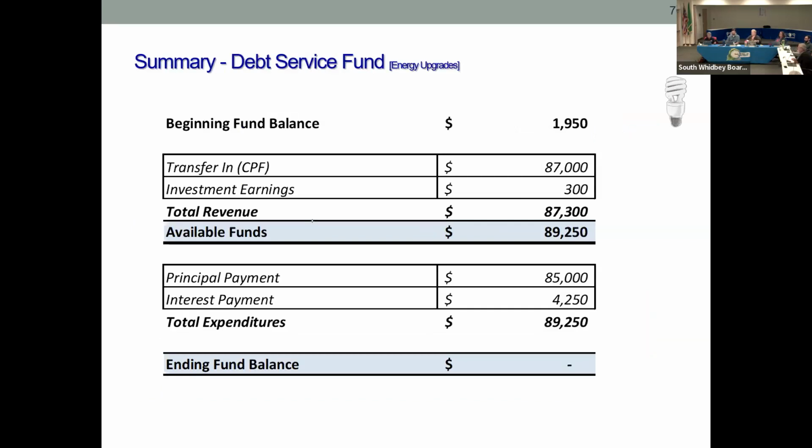Debt service. We're going to start with almost $2,000 in there. We're transferring $87,000 from capital projects, a little bit of investment earnings. So it gives us a little over $89,000, and our final payment is $89,250. So at the end of next fiscal year, we will no longer have any debt service.